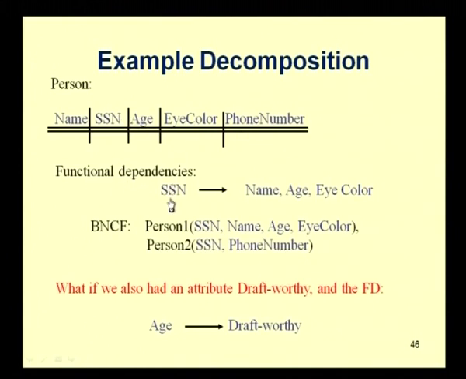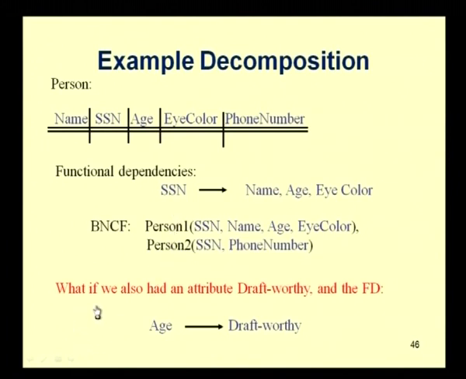The functional dependency is SSN determines name, age and eye color. Now, if you want it to be in BCNF, you have to split these into two relations: SSN, name, age, eye color, which you have taken from this FD, and this SSN, which is on the left hand side, along with all attributes that are not covered in this, that is the phone number. So, now you have split these two.